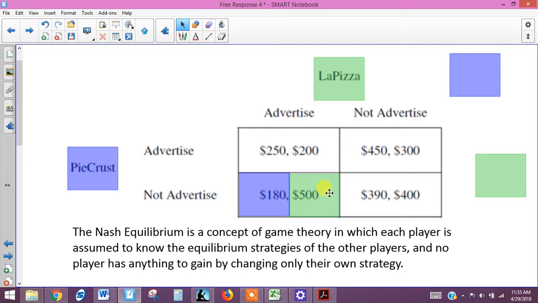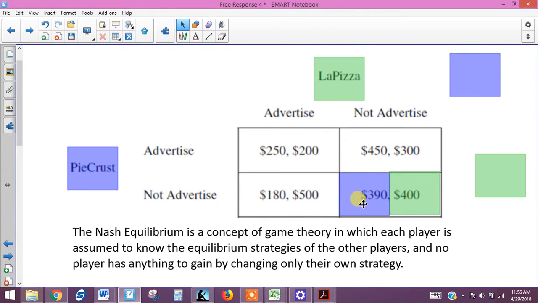Okay, now let's move over to here and see what's going to happen. Once again, if we look at it from the perspective of La Pizza, they can either be here or they can be here. If they know that Pie Crust is not going to advertise, they would be motivated to change, right? Because 500 is better than the 400, so they're not at a Nash equilibrium right here because they would want to move to get more profit.